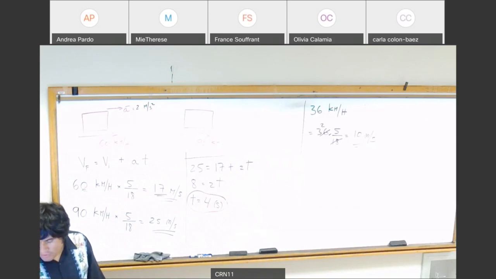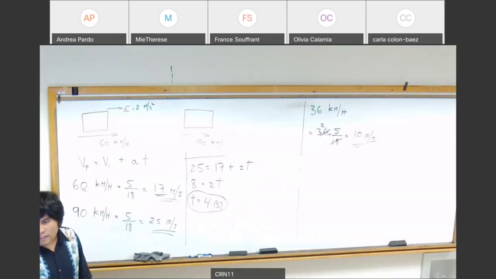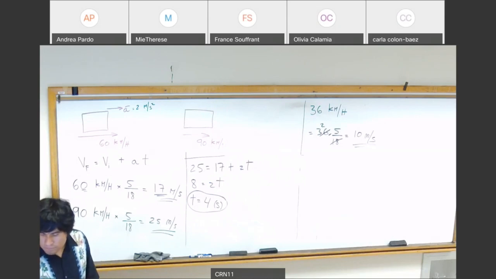Well, I rounded it. So in that case, it's pretty obvious what the answer is without rounding, right? The 17 is actually 16.66. I just did it to make the calculations easier, but that's the basic idea. All right. Any questions about this? Any questions about the formulas or the conversions?